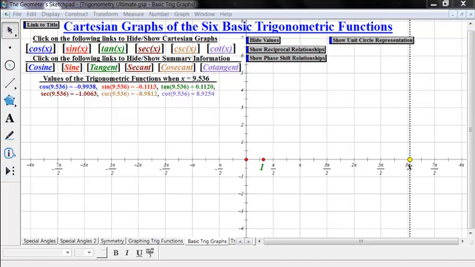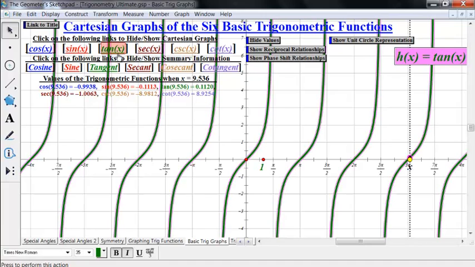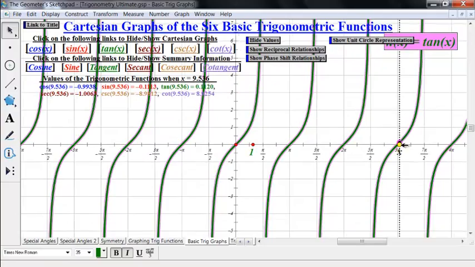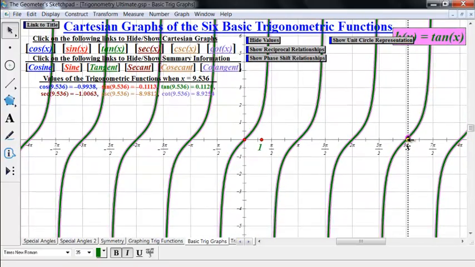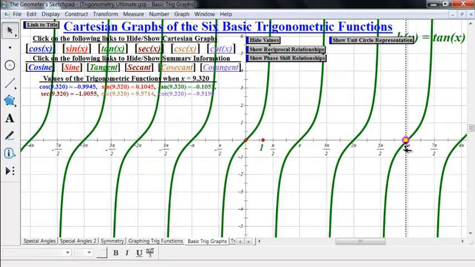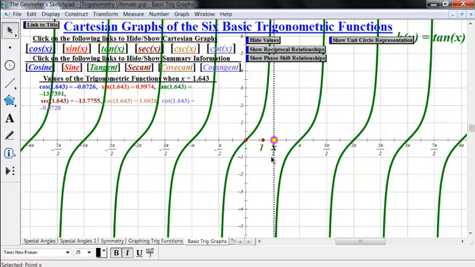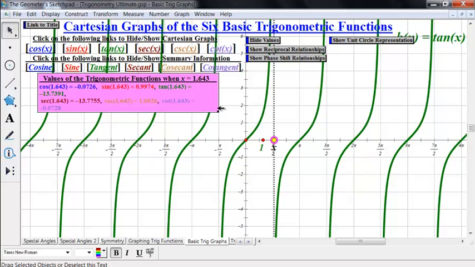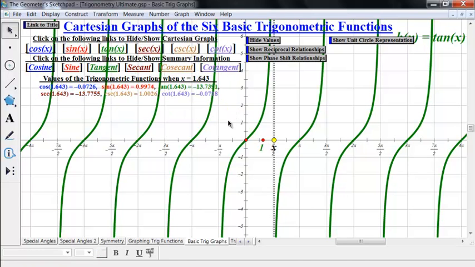Now we're going to look at the properties of the tangent graph. So let's go ahead and graph the basic tangent function. And the first thing that you notice about the tangent, probably, that's different from the sine and cosine, is that it's not all one connected piece. It's definitely not continuous. It has these breaks in it.